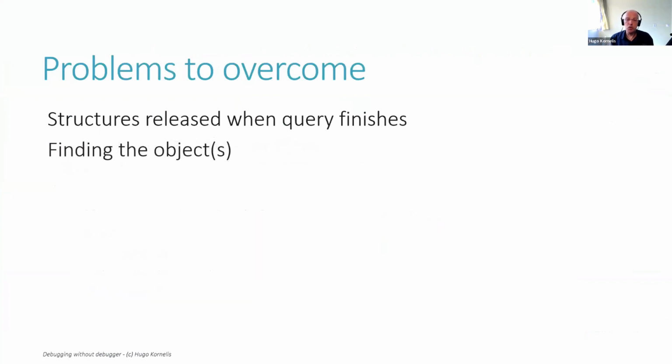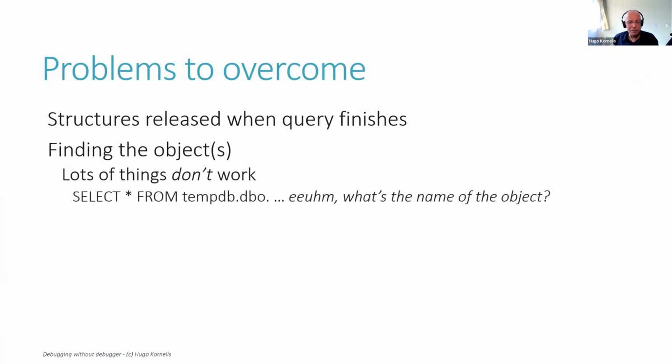That was one problem solved. Now I need to find the objects. So of course, I simply type select star from the tempdb.dbo. Wait, what's the name of the object?